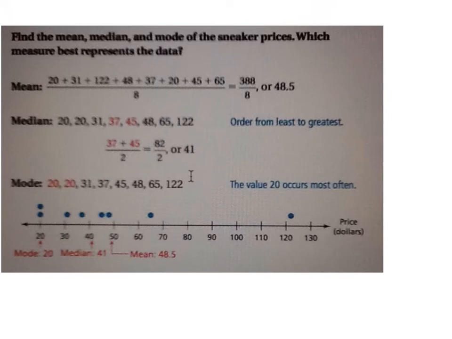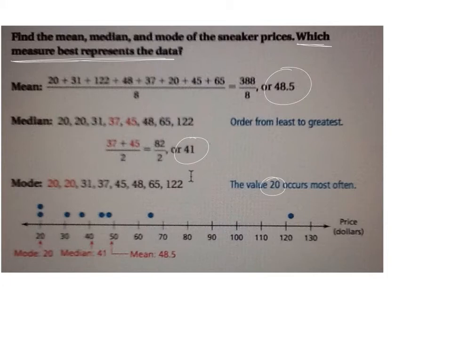And then they ask, this is the key question I want to talk about, which measure best represents the data? Okay, so is the mean the best representation of sneaker prices? Is the median? What about the mode? So what they do is they calculate all of these things. So the mean was $48.50. The median was $41, and the mode was $20. Okay, so which one of those represents the data best?